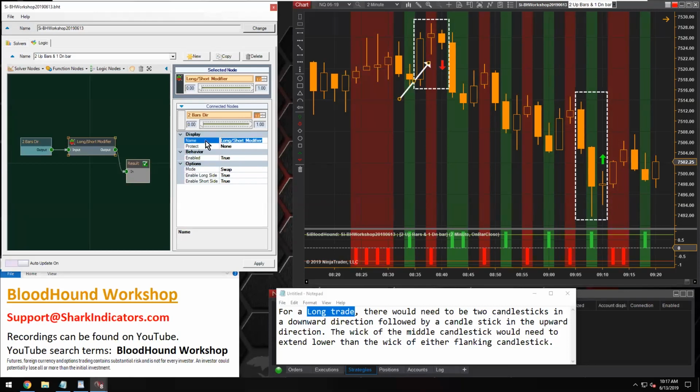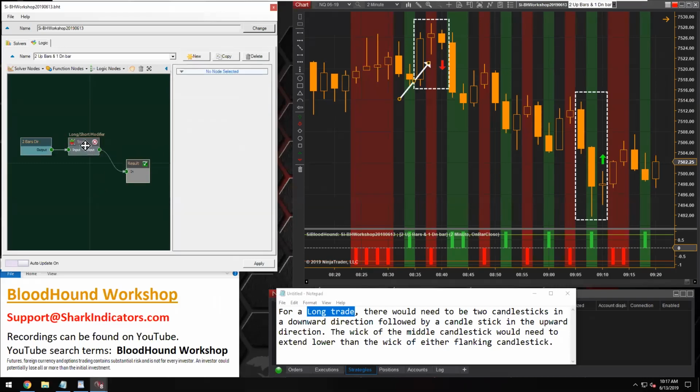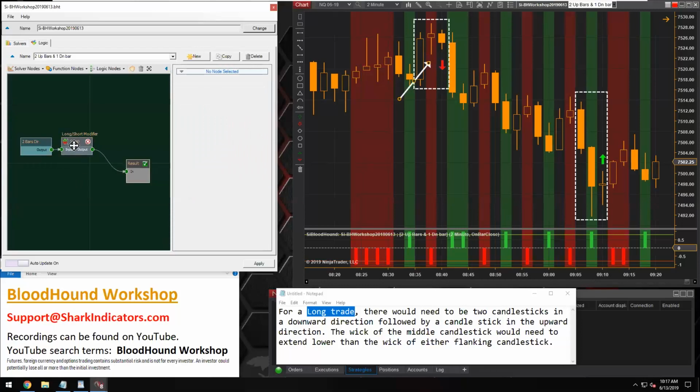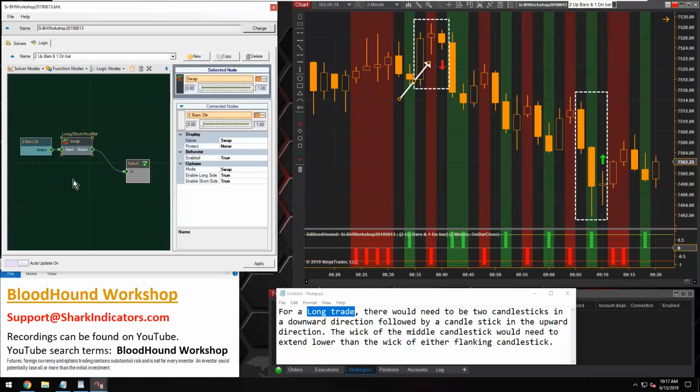So what I like to do is just rename this solver here, or node, I should say. This isn't a solver, this is a function node. So I just like to rename these function nodes to kind of tell me what they're doing. So there we go. And we need to do one more thing here.